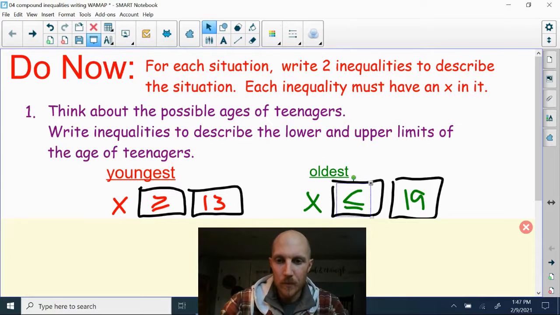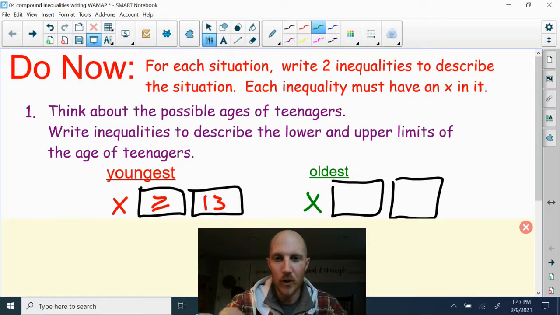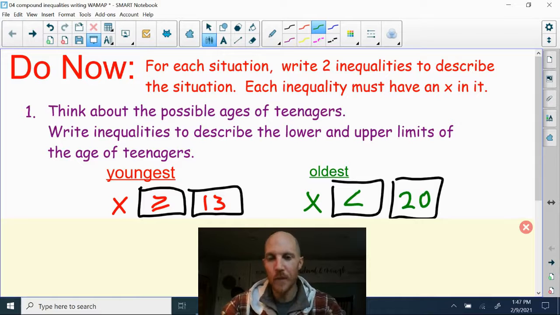So I'm going to get rid of that symbol and that number. And we're going to change this instead to less than 20, because we want to include everyone who's 19 years old, from 19 years exactly, it's your birthday, all the way up to 19 years, 11 months, and 30 days. Okay, so x is less than 20.